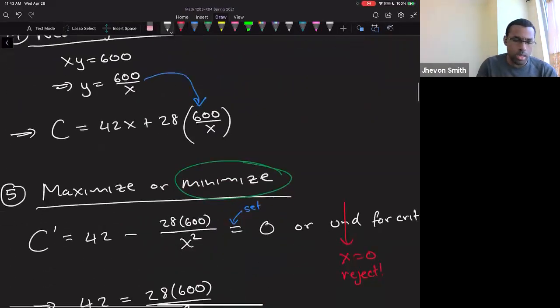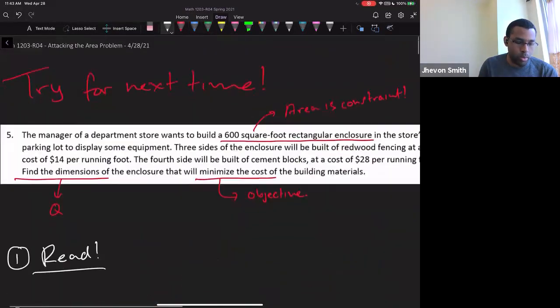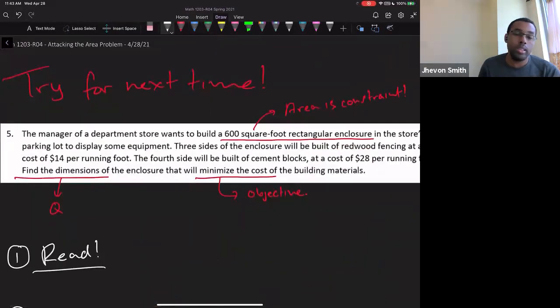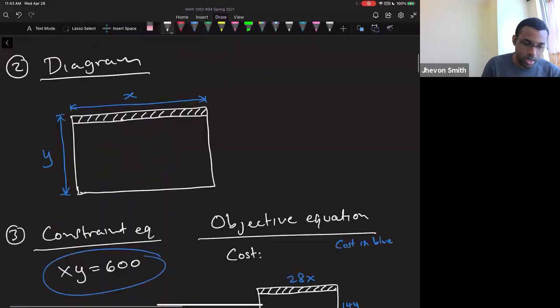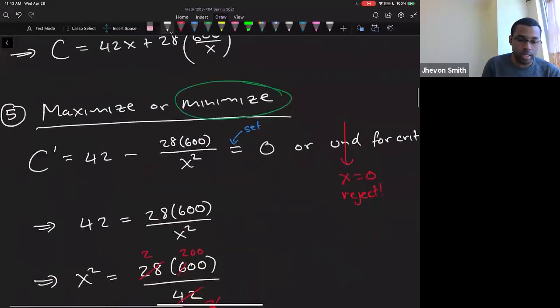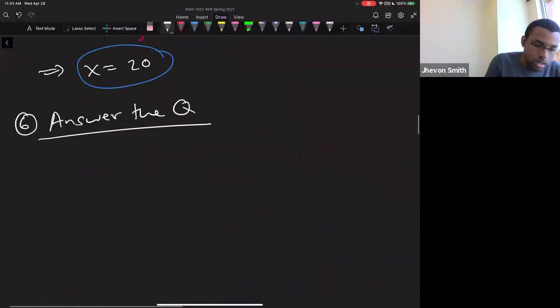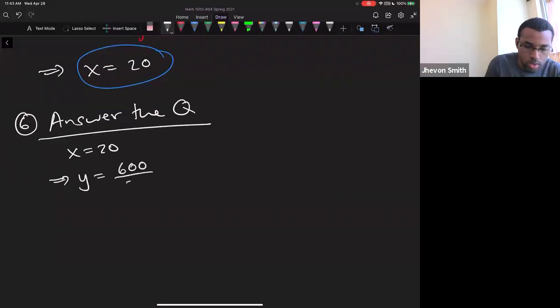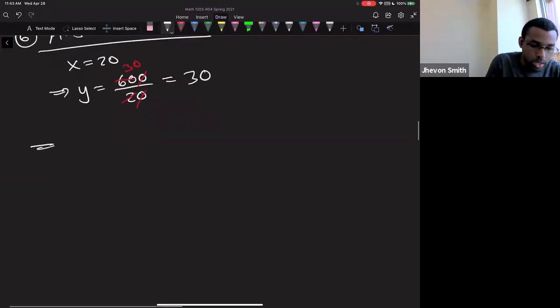Answering the question means we give the people what they want. They wanted us to find the dimensions. So we are going to find the dimensions, which means I need to know what the y is. So x equals 20. This implies that our y is equal to 600 over 20. 2 into 6 equals 30. So y equals 30. And so now I can answer the question.